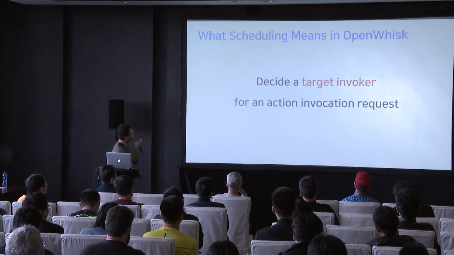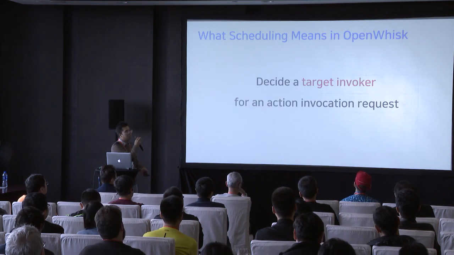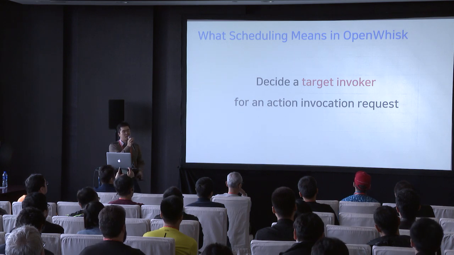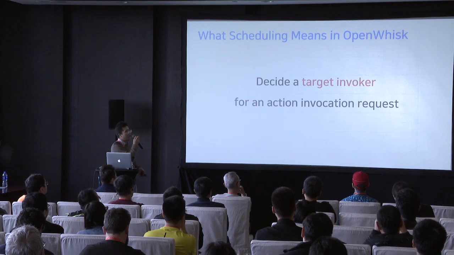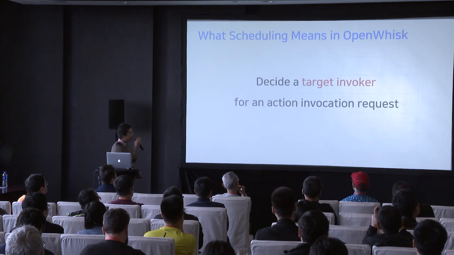Now, here comes a question. What's the best way for the controllers to decide which invoker should be selected for an invocation request?